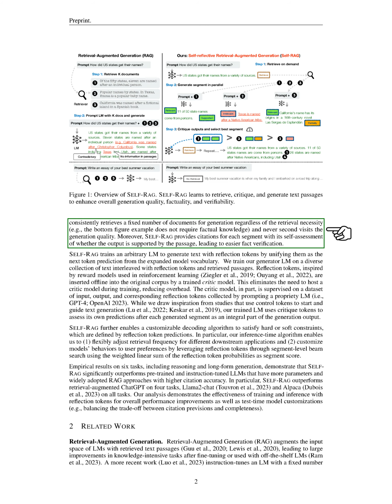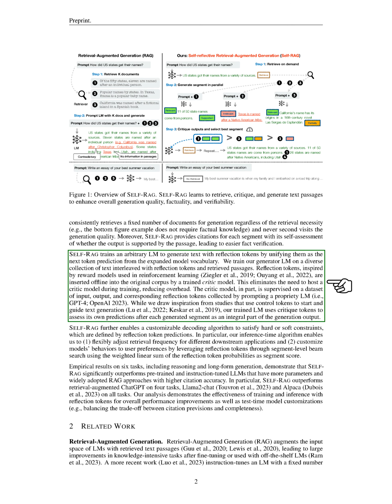SELF-RAG also provides citations for each segment with its self-assessment of whether the output is supported by the passage, making fact verification easier. We train our generator language model on a diverse collection of text interleaved with reflection tokens and retrieved passages. The reflection tokens, inspired by reward models used in reinforcement learning, are inserted offline into the original corpus by a trained Critic model. This eliminates the need to host a Critic model during training, reducing overhead. Our trained language model uses critique tokens to assess its own predictions after each generated segment. This is an integral part of the generation output.